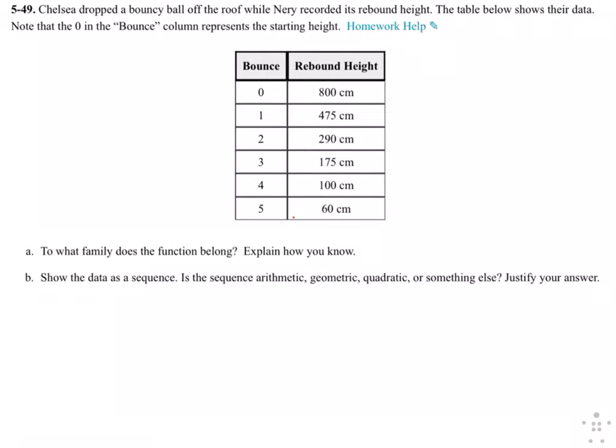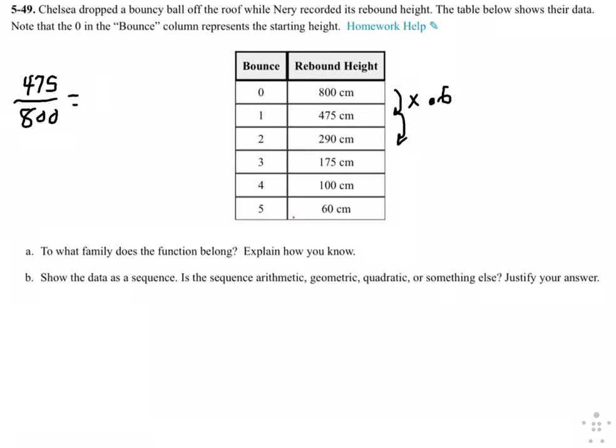Okay, so for this one, we kind of know that balls bouncing decay exponentially. So what family does it belong to? We know it's going to be exponential, but we can see that by finding out what we're multiplying here, right? So 475 divided by 800. That comes out to, I'm just going to use my calculator, 475 divided by 800 is 0.59, so about 0.6.